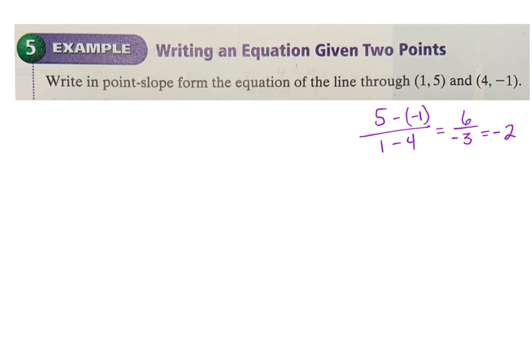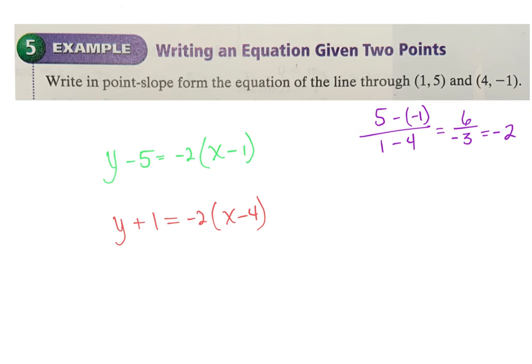I can say y minus y1 equals m times x minus x1, or I can say y minus y1 equals m times x minus x1 using the other point. Okay, both of those are valid point slope equations for that line. And if I were then to solve for either standard or slope intercept, I would get the same exact standard or slope intercept based on this because it's the same line. But either one of those works for point slope.